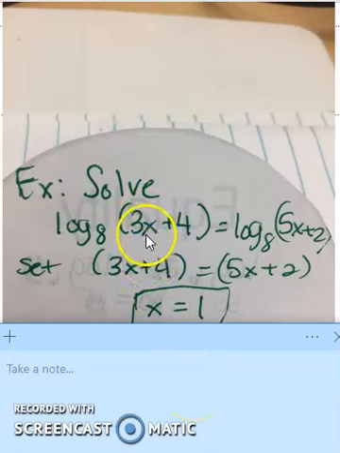So if you plug in a 1 here, 3 times 1 is 3, plus 4 is 7. Log base 8 of 7. On the right side, if you plug in 1, 5 times 1 is 5, plus 2 is 7, so you have log base 8 of 7 again. So you know that the answer is correct.